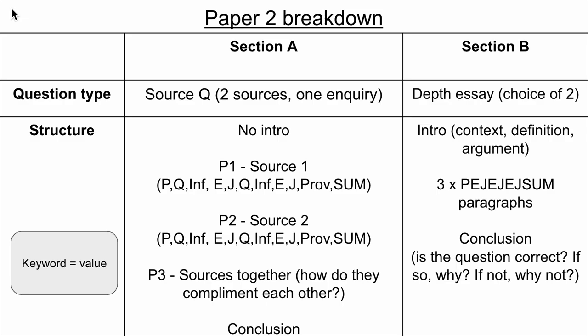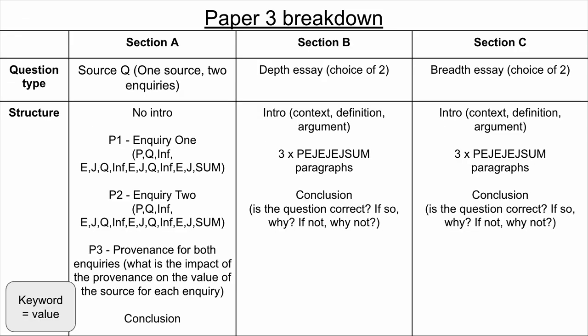And then section B of paper 2 is the depth essay again. So it's following the same structure as paper 1 essays. Intro, 3 paragraphs, conclusion. And as it says here, there's a choice of 2 and you choose 1. So then we move on to paper 3. Paper 3 has got 3 sections and they follow this structure.